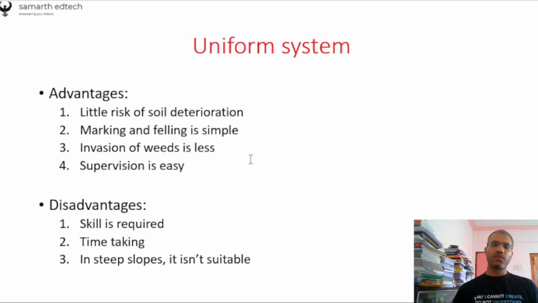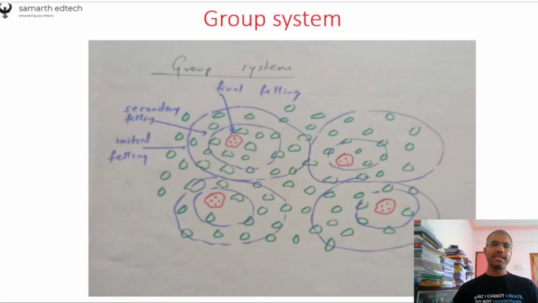Disadvantages, the first one is that skill is required. Second, it is very time consuming. Another one is that in steep slopes it is not viable. Okay, the uniform system you generally prefer for plain regions, and in the case of hilly regions the uniform system is unviable or non-viable. So next we will be seeing the group system.